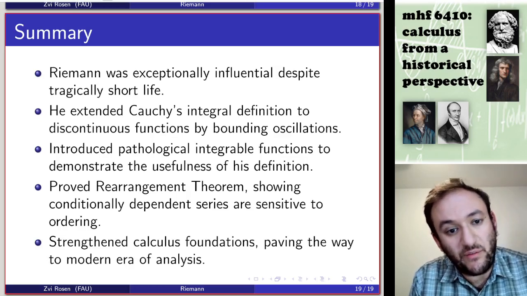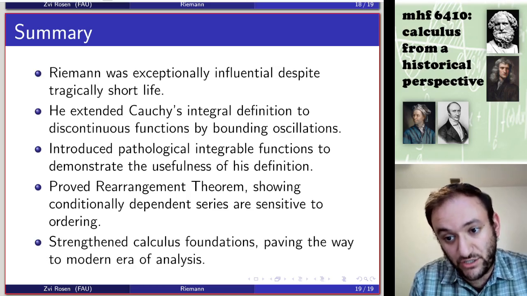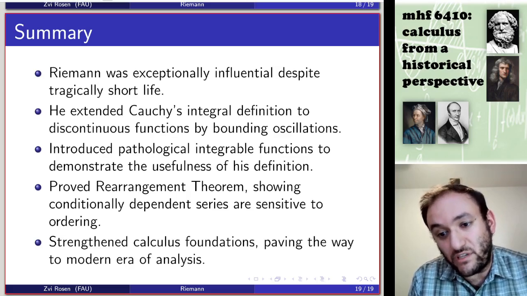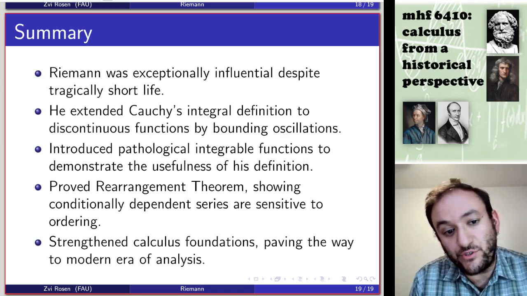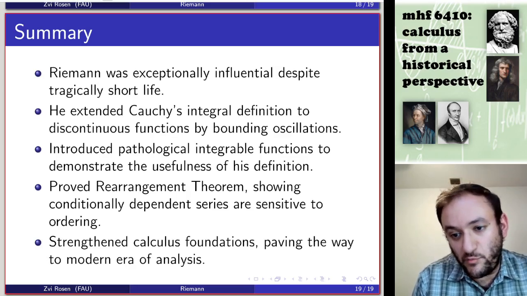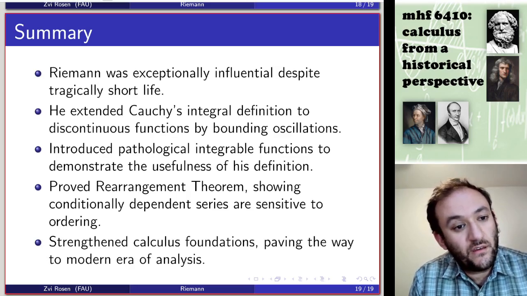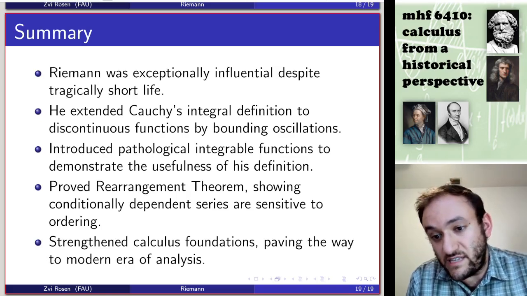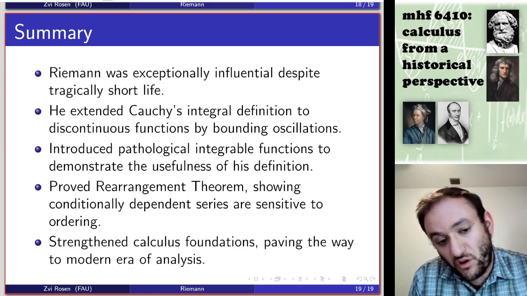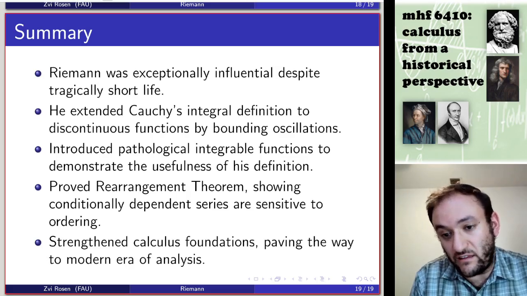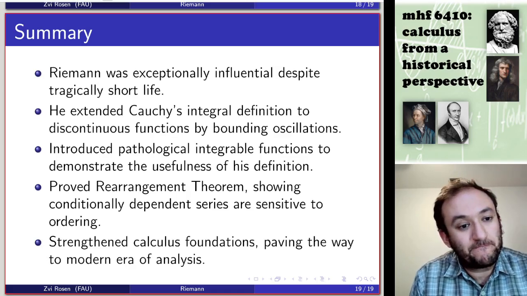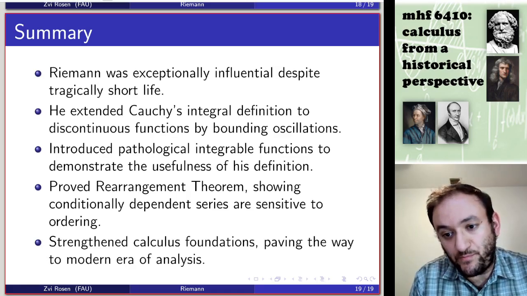So just to summarize, Riemann was exceptionally influential despite his tragically short life. He extended Cauchy's integral definition to discontinuous functions by bounding oscillations. He also introduced the pathological integrable functions to demonstrate the usefulness of his definition, like the beautiful graph we saw in Desmos. Additionally, Riemann proved the rearrangement theorem, showing conditionally convergent series are sensitive to ordering. And overall, he strengthened the foundations of the calculus, paving the way to the modern era of analysis. He was really a remarkable figure.